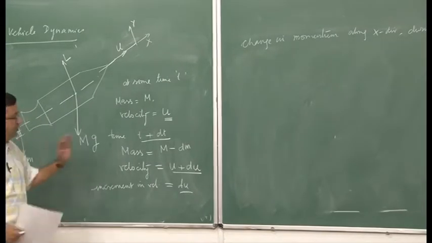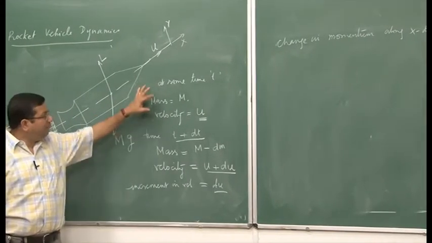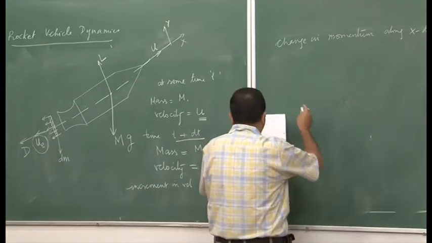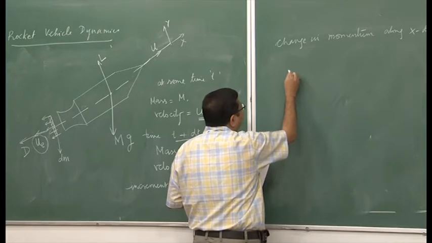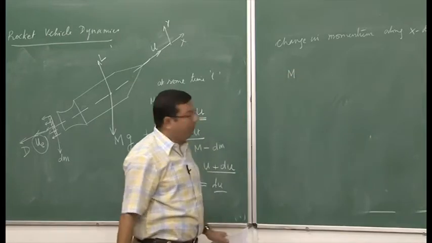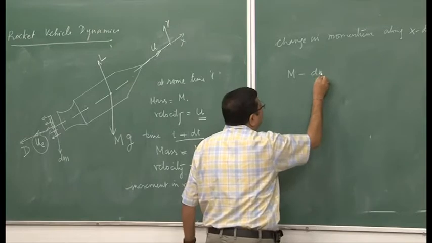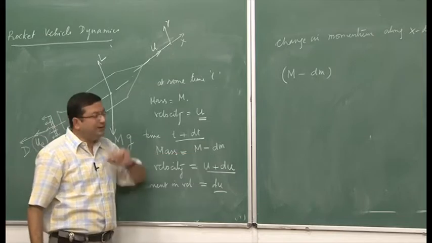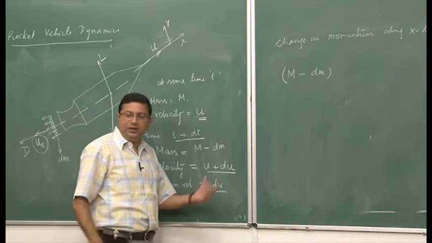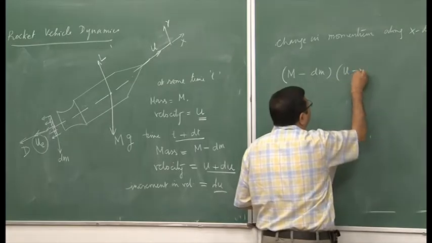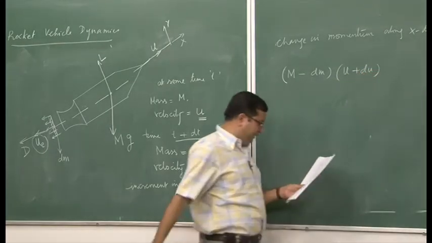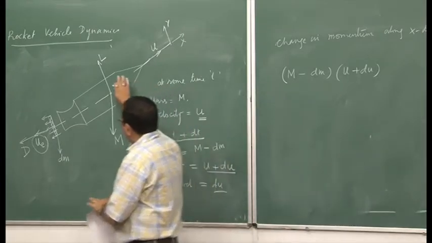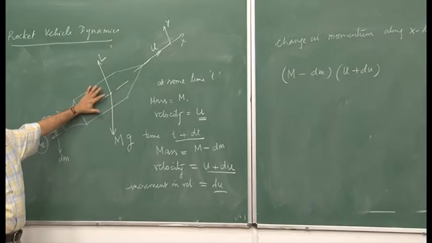So, the change will be the final momentum minus the initial momentum. The final momentum is given as, as we know that the momentum is mass times velocity. So, the final momentum is the final mass, which is the mass at time t plus dt, so m minus dm, times the final velocity u plus du. Okay, so, this is our final momentum. This is the momentum of the vehicle, right.